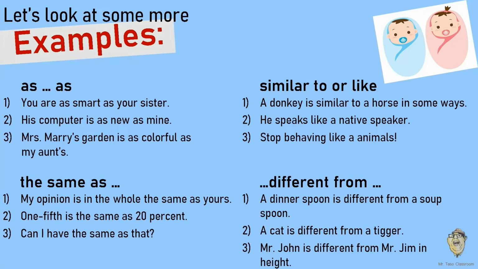A donkey is similar to a horse in some ways. He speaks like a native speaker. Stop behaving like an animal. A dinner spoon is different from a soup spoon. A cat is different from a tiger. Mr. John is different from Mr. Jim in height.